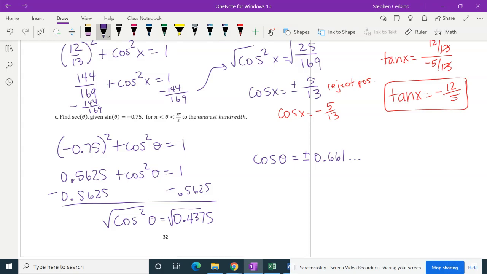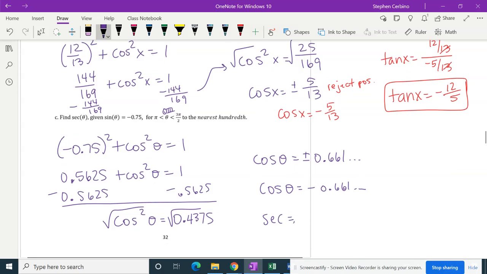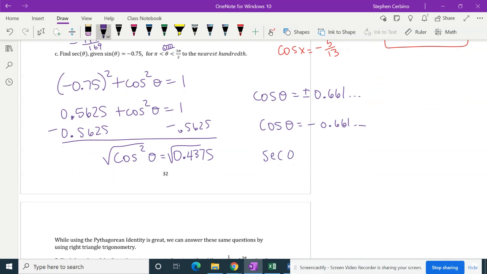Now, since we are in quadrant 3, I know I want the negative answer, so we're going to reject the positive, and we want negative 0.661 dot, dot, dot. Now, it wants secant. It doesn't want cosine. So to find secant, we're going to say it's negative 1 over this nasty decimal that's still in our calculator. And if we approximate that to the nearest hundredth, like it says, I'm going to do 1 divided by that answer in my calculator. Don't round it. And we get negative 1.51.